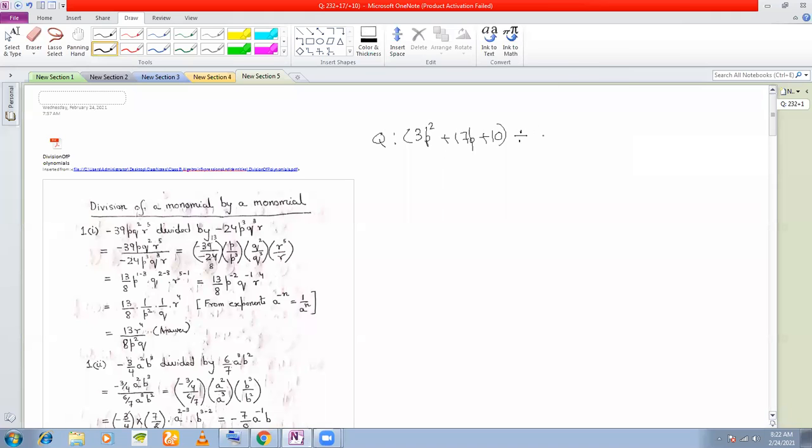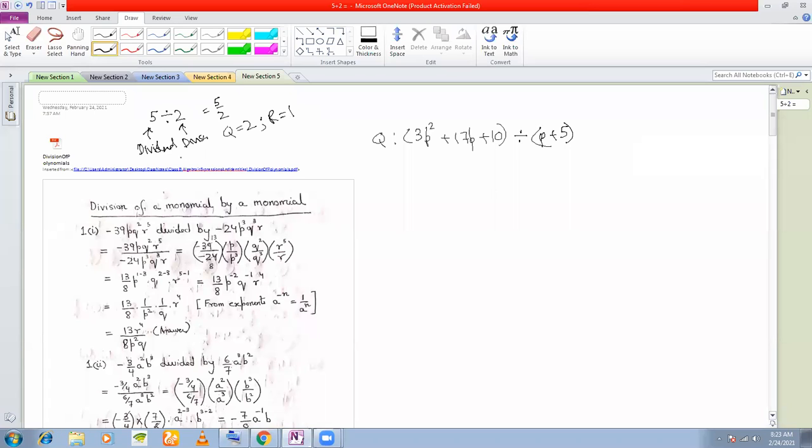Divided by p plus 5. So whenever you are dividing, suppose I'm dividing 5 divided by 2. This is called the dividend, right? This is called the divisor, right? It can be written as 5 divided by 2 also. And when you divide 5 by 2, what do you get? You get 2 as your quotient, because 2 into 2 is 4, and you get 1 as your remainder.